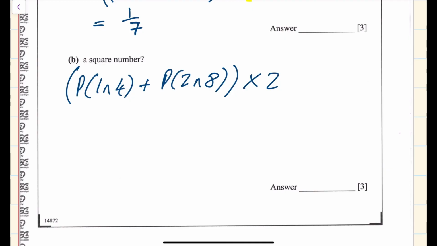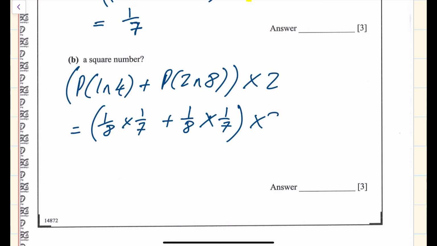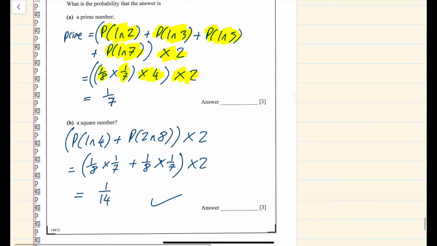So those are two ways of doing it, so you've got 1 over 8 times 1 over 7. I'll just show all the working out here. Plus 1 over 8 times 1 over 7, and multiply it by 2. So what is that going to be? Just do it on your calculator. That works out as 1 over 14. And that's it. So a tricky enough wee question there to finish with. And that is it. Just check over your paper as usual.